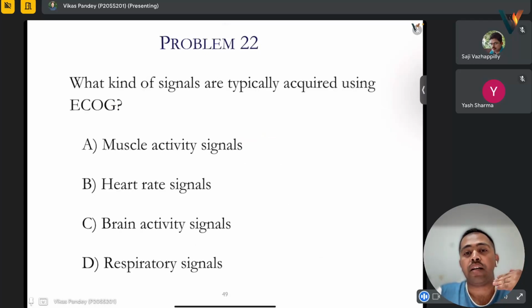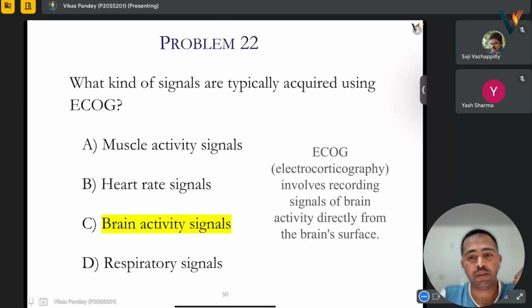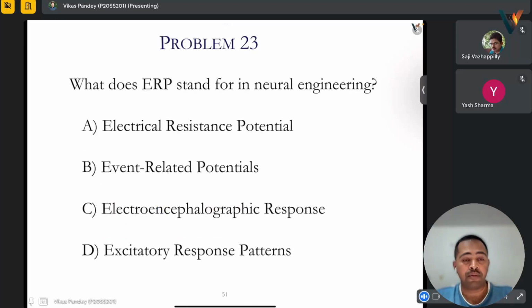What kind of signals are typically acquired using ECoG? Muscle activity signal, heart rate signal, brain activity signal, or respiratory signal? C. See, brain activity signal. Okay. Directly from the brain surface, or even deep sometimes.